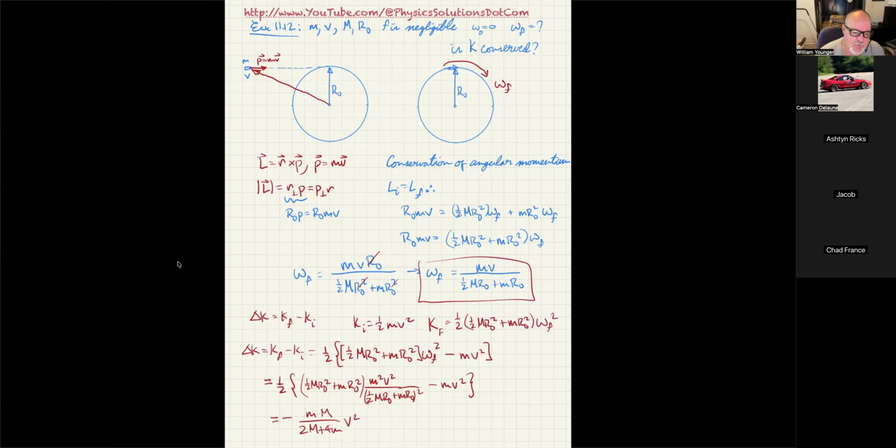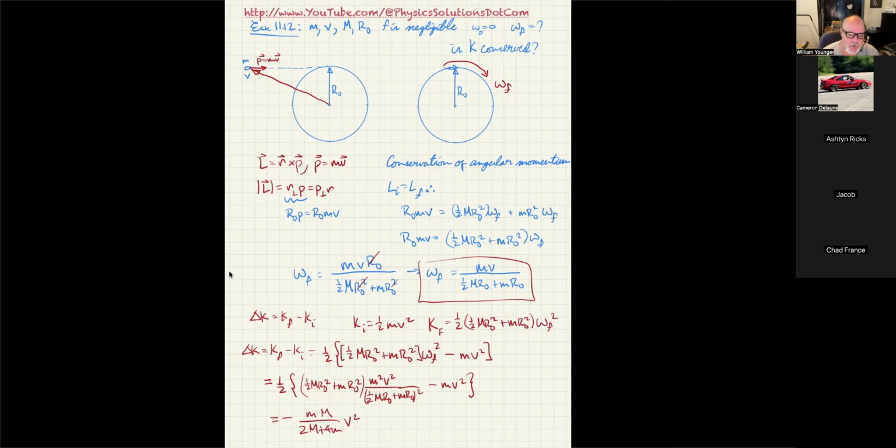And specifically, the result is basically that omega, which is the precession frequency, is equal to m times g times r over L, where L is the angular momentum and r is the actual distance between the center of mass. And in the case of a top, it's actually the distance between the center of mass and the point that's touching the ground or the floor or the tabletop.